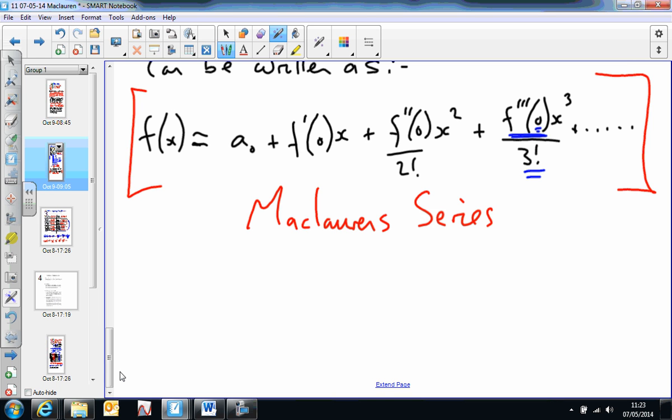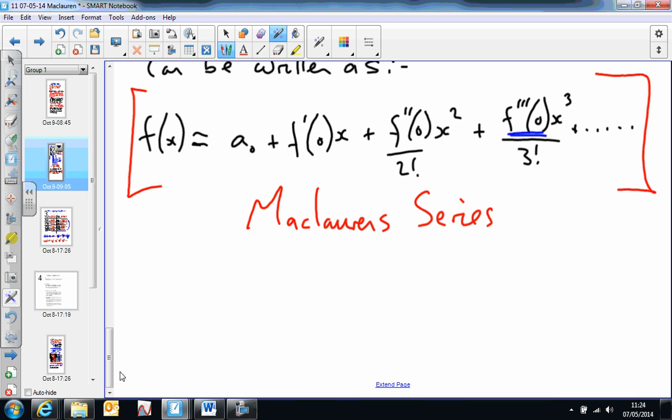There's a pattern. The next term would be the fourth differential when x is 0, divided by 4 factorial times x to the power 4. So all the fours. The next term would be the fifth differential when x is 0 over 5 factorial times x to the power 5, and so on. So we can find these terms. All we have to do is find out what these are.